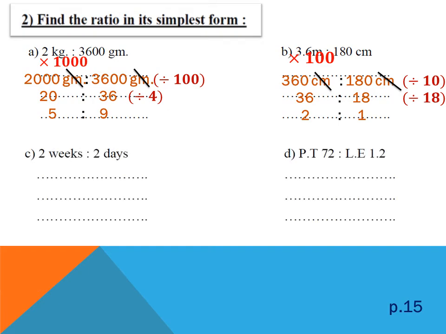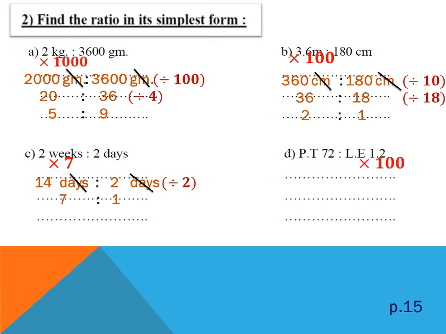Two weeks to 2 days. The larger unit here is weeks. Convert weeks into days. Multiply 2 by 7. 2 times 7 equals 14 days. And rewrite 2 days as it is. Now we have the same unit. You must cancel the unit because ratio has no unit. Start to simplify 14 and 2. Both of them are even, divided by 2. So 14 divided by 2 equals 7. 2 divided by 2 is equal to 1, and this is the simplest form.